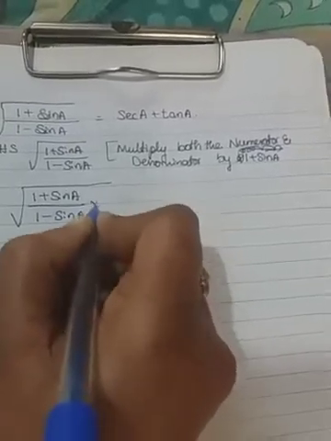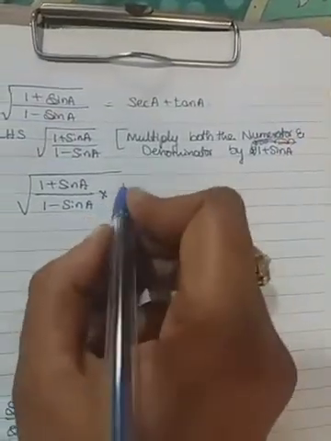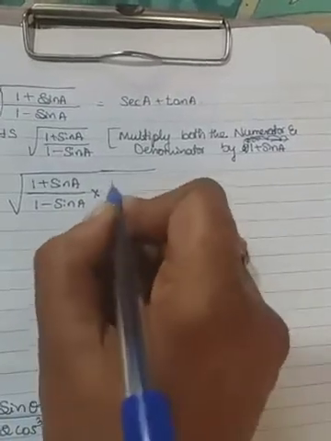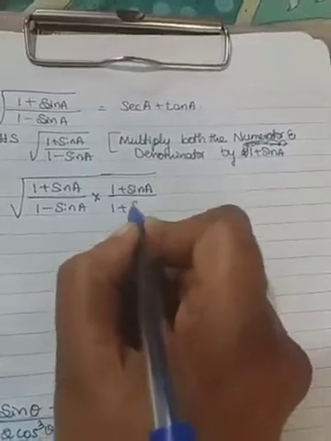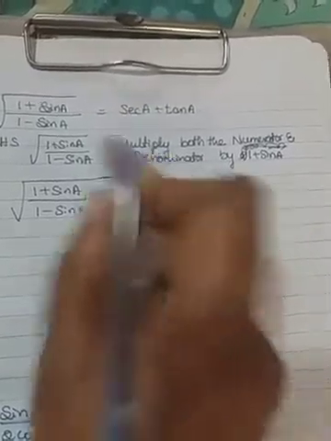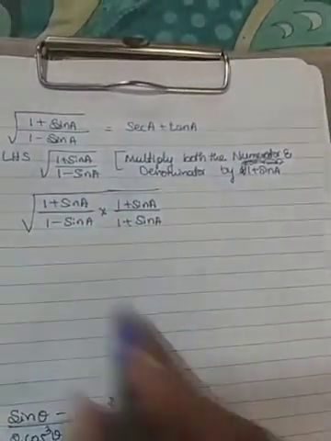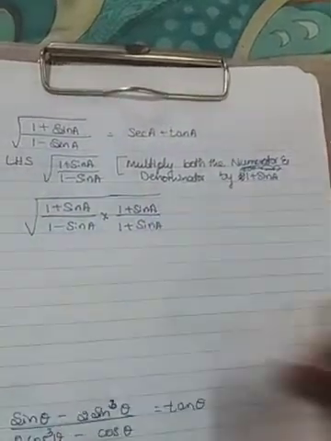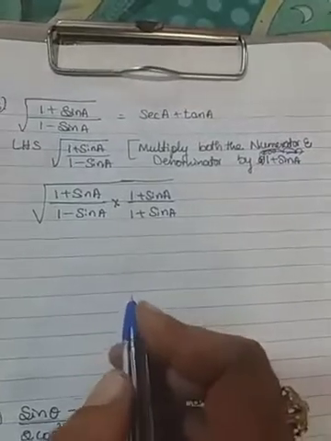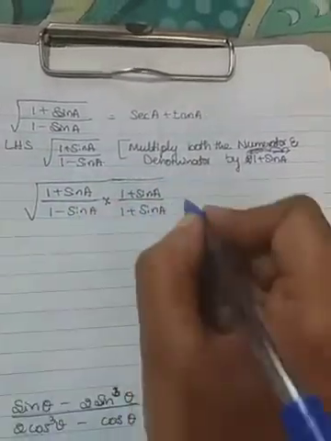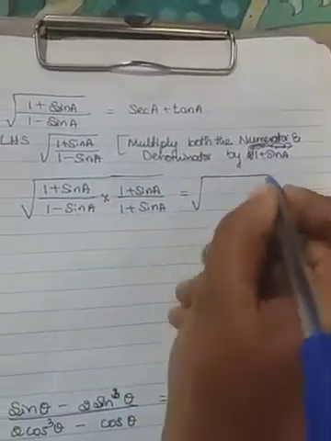Let us multiply both by 1 plus sin a. So it will become 1 plus sin a divided by, even in the numerator also 1 plus sin a. If we do like that, the value never changes. As usual, everything will get cancelled, remaining will be the same. So yes, we have to take this as square root of 1 plus sin a.